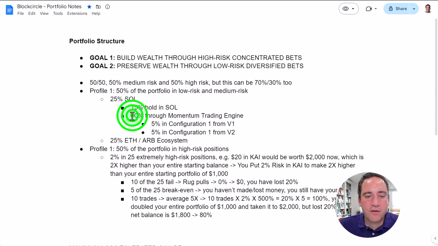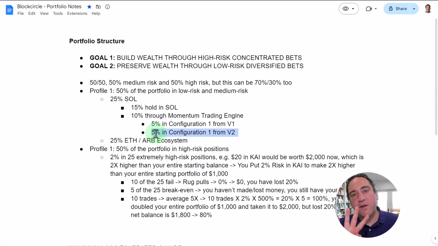Another way is to also have 10% in the momentum trading engine, and you have 5% in configuration 1 version 1, another 5% in configuration 1 version 2. So this way, you can have it 2.5, 2.5, 2.5, 2.5. So you're actually forward testing 4 different configurations.